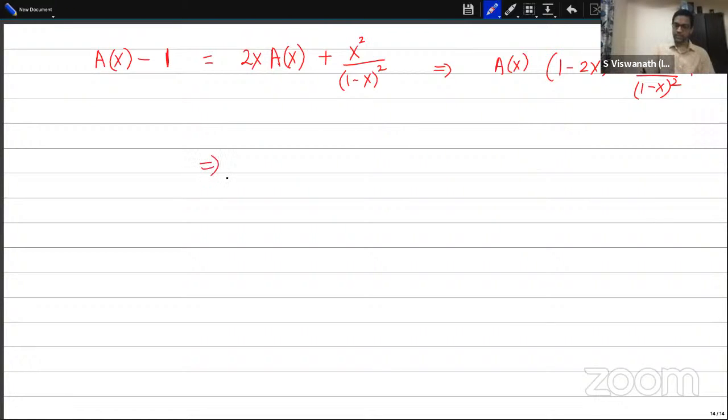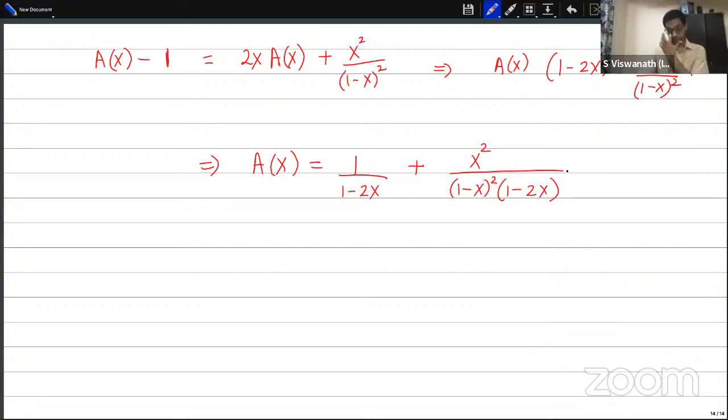So this implies that A of x is just 1 over (1 minus 2x) plus x squared over (1 minus x) the whole square into (1 minus 2x). Okay, so I have a formula for A(x). I can simplify it further if I want. But again, how does one determine the explicit formula for A(x), for the a_n?